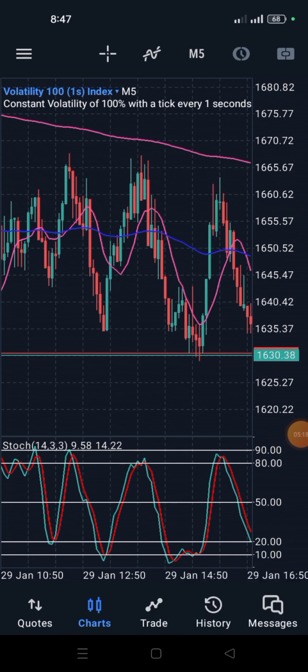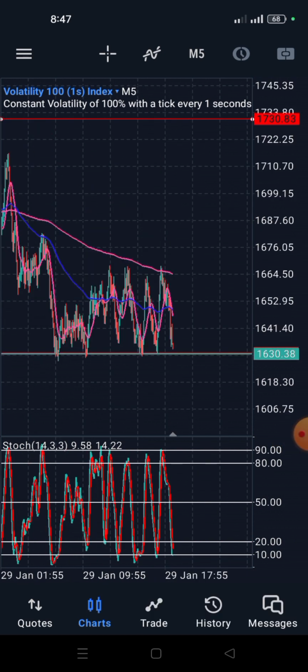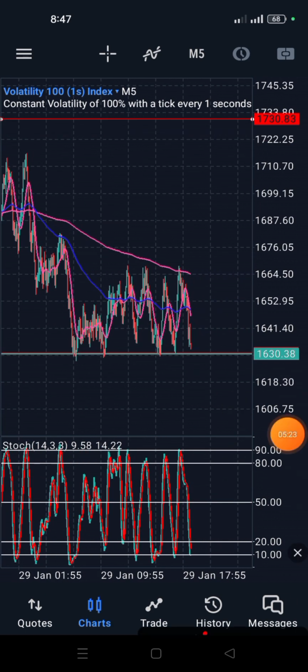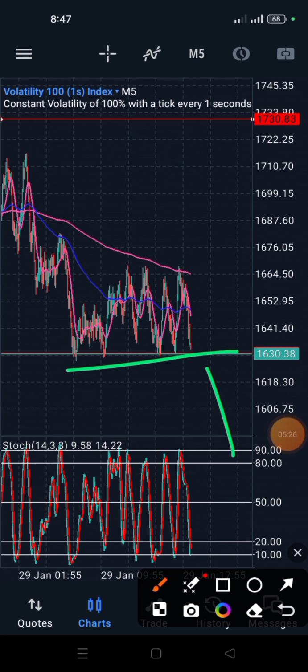But if I see the market ranging in this form, I usually allow the market to go until I see a break using price action. I see a break, market going down here. This is when I will start taking entries again.